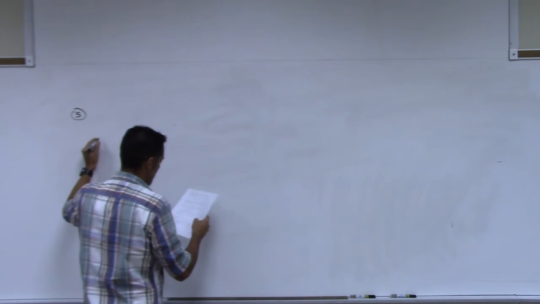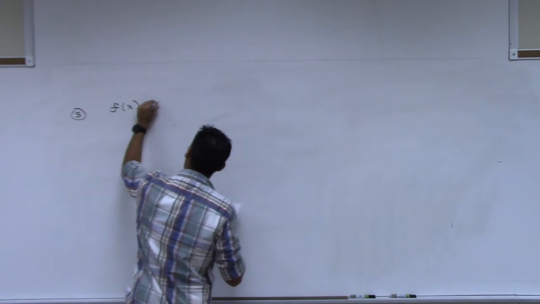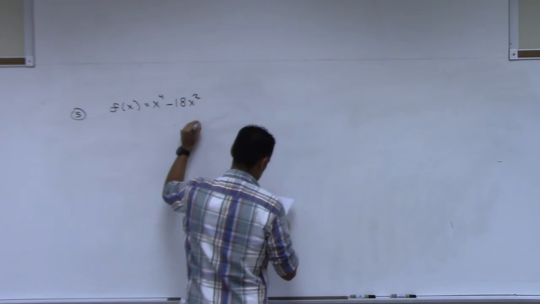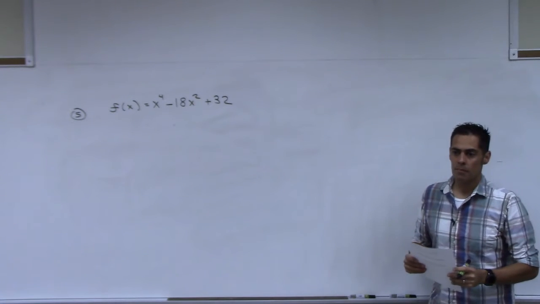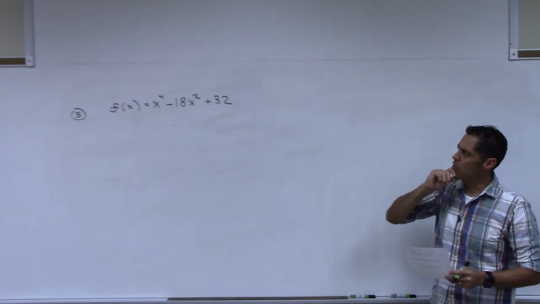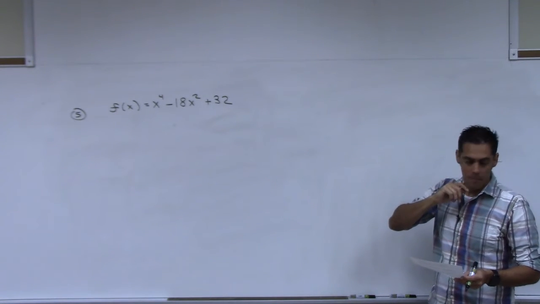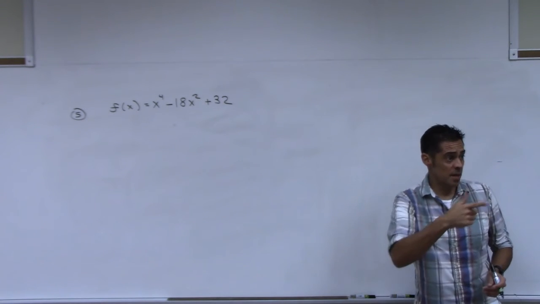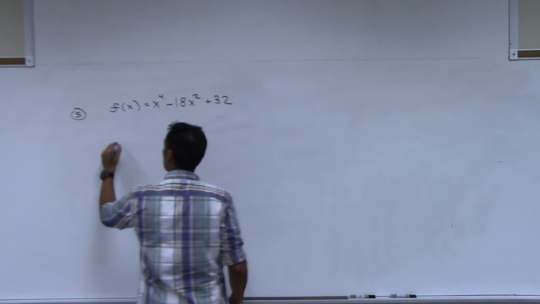Number 5, find the absolute max and min of this function, f of x equals x to the 4th minus 18x squared. See if anyone remembers how to do this. You don't need the second derivative for this one, just the first. That's number 3. We're only looking at part of the graph. So go ahead. Is it set the derivative equal to 0?